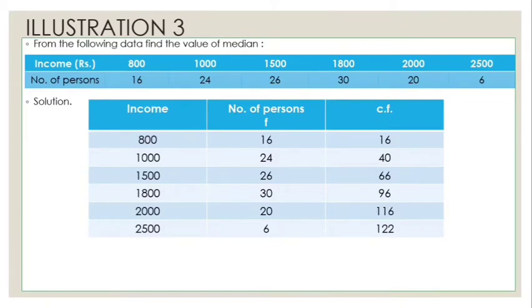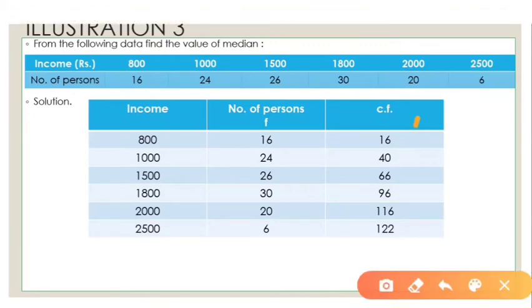Here in the data we have been given the income and the number of persons. First of all, we have calculated the cumulative frequencies. How to calculate the cumulative frequency? As you all know, the first frequency is 16, then 16 plus 24 is 40, then 40 plus the next frequency gives 66, and we continuously keep adding in this manner. Then this table of cumulative frequency will appear to us.